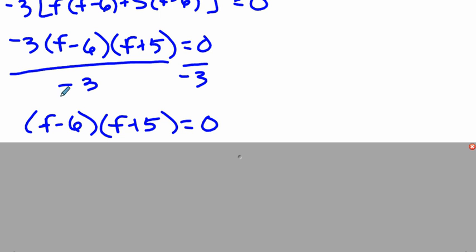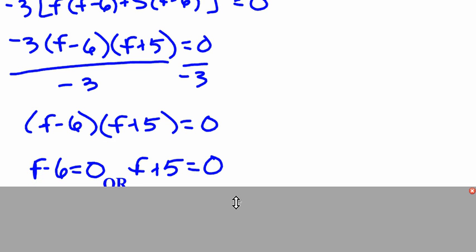Again, we've got multiplication going on, and we're multiplying 2 items together to end up with 0. You know from the past that when you multiply items together, the only way you can end up with 0 is if one of those items is 0. Well, we don't know which one is the 0, so we test both. We're going to say, okay, what if f minus 6 was equal to 0? Can we solve for f? If f plus 5 was equal to 0, can we solve for f? So we're going to set up those 2 scenarios.